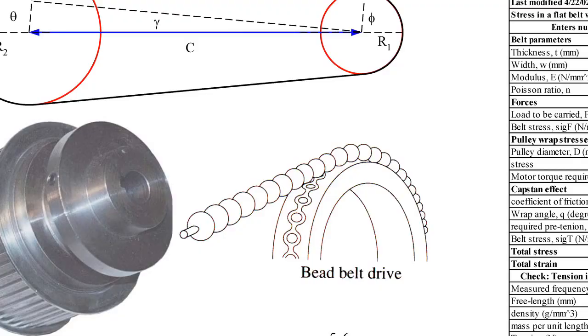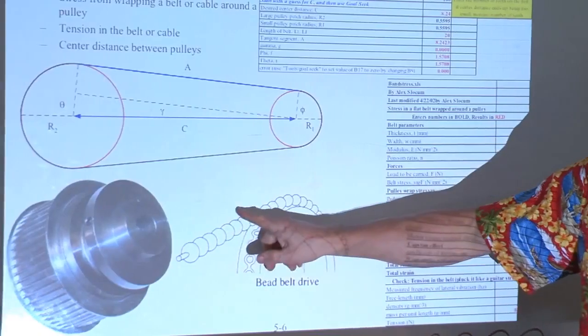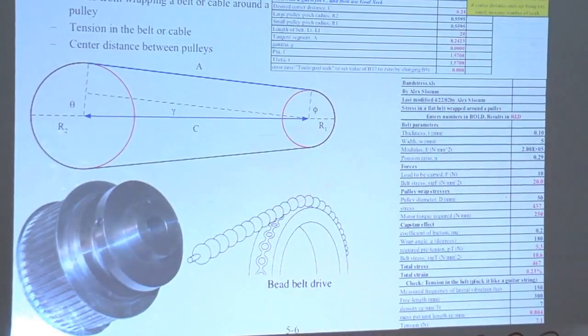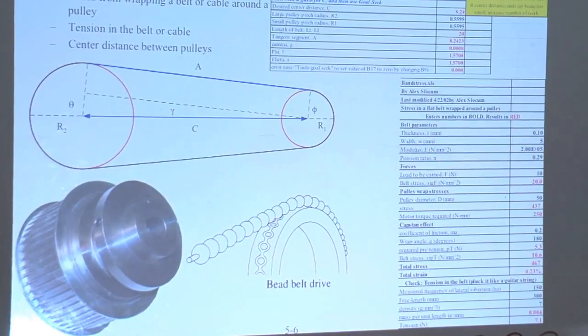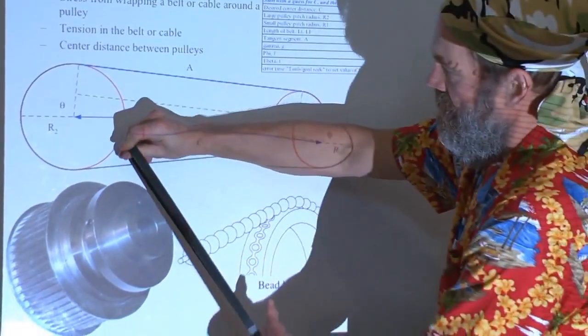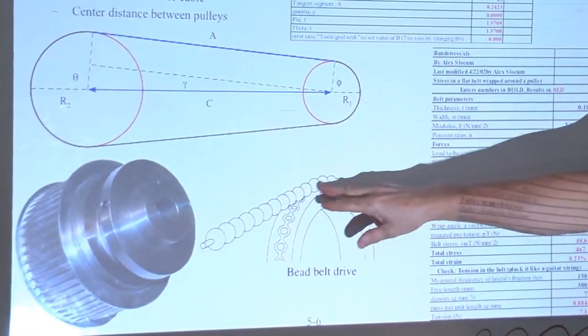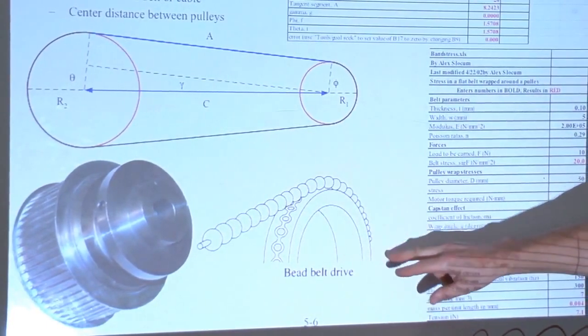Other forms of belts for positive engagement. A bead belt. And notice this is a very special form of timing belt, because a timing belt needs to maintain alignment. Timing belts do not want to be bent sideways at all. A bead belt, on the other hand, is like a cable. And where else have I seen bead belts?